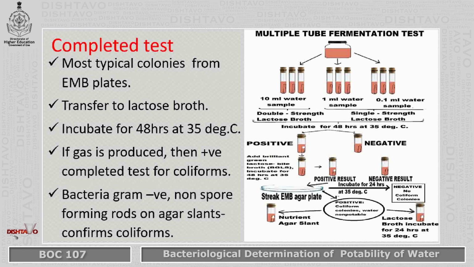Completed test. In the completed test, the most typical colonies from EMB plates are transferred to a lactose broth solution and incubated for 24 hours at 35 degrees C. If gas is produced, then it is a positive completed test for coliforms, and if gas is not produced, then it is a negative completed test for coliforms. Besides this, the most typical colonies from EMB plates also have to be streaked on an agar slant for observing the bacteria developed there. These bacteria, if they are gram-negative, non-spore forming rods on agar slants, then it confirms that these bacteria are coliforms.